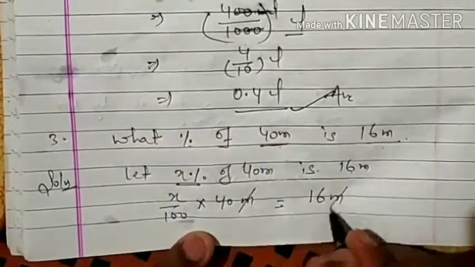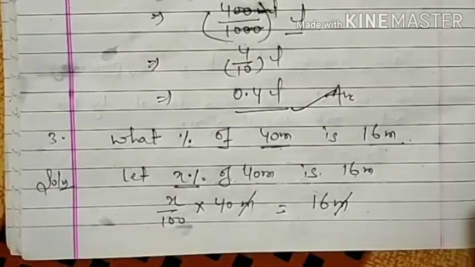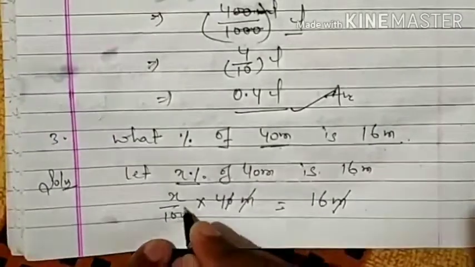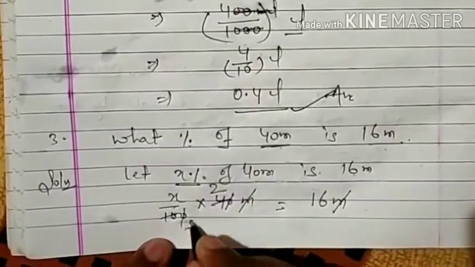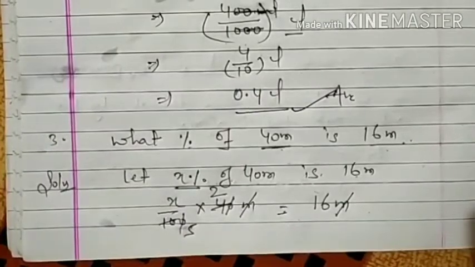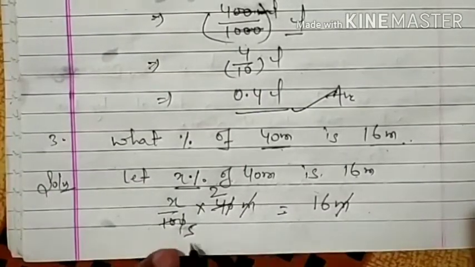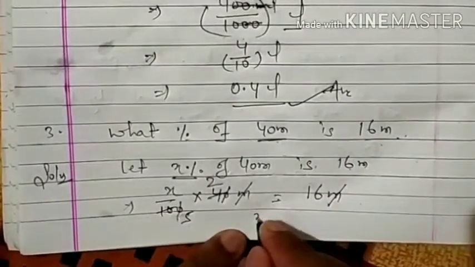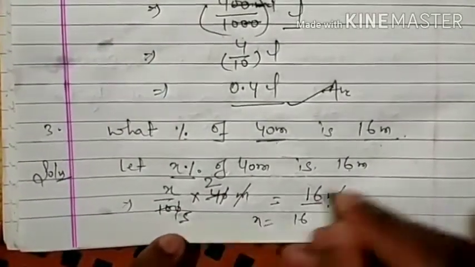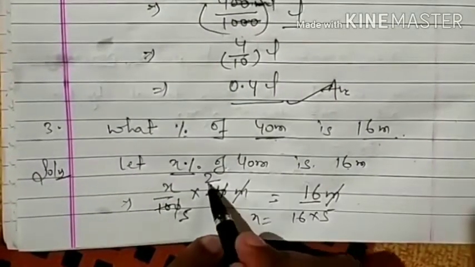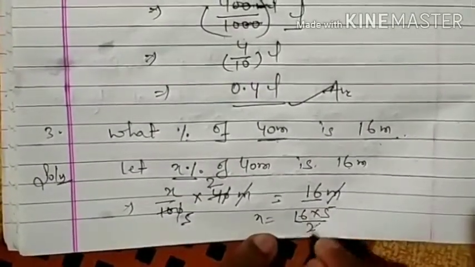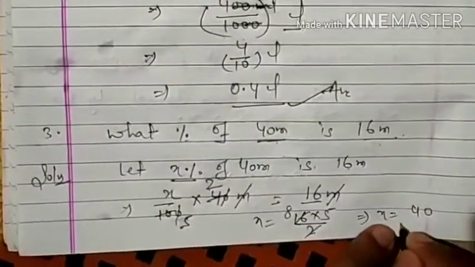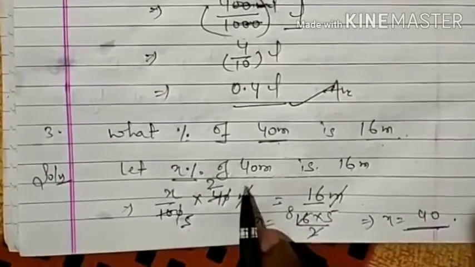Meter will cancel meter. One zero will cancel 1 zero. 2 twos are 4, 2 fives are 10. Now we'll find the value of x. So x will be equal to 16. 5 will go and it will be multiplied, and here we have 2, so it will be in the form of division. 2 eights are 16. So x will be 8, 5 eights are 40. So how much percent? 40%.